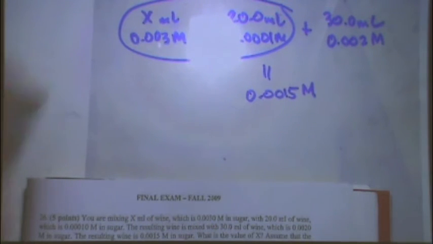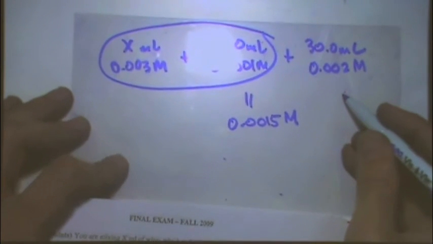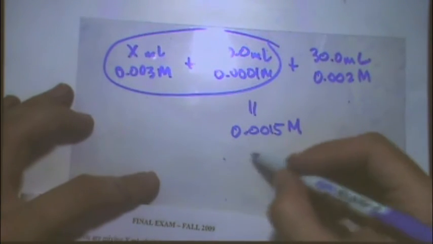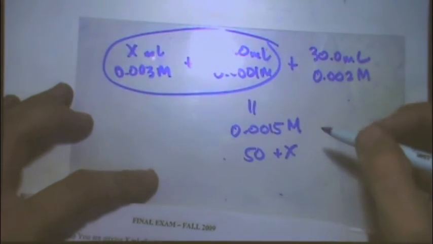So this is a dilution problem, but when there's multiple dilutions going on, it's hard to use the typical dilution formula. You want to go back one step to use the major concept. Moles initial equals moles final. That's what we're going to use. What is the total volume of this mixture here? 50 plus x. Remember, this is x. So 50 plus x.